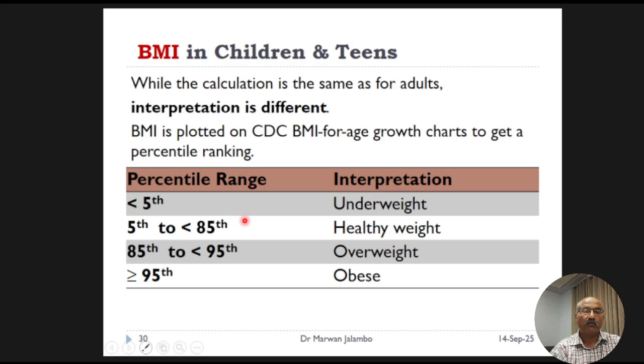age. As you can see in the table, a percentile of less than 5th is classified as underweight. A value between the 5th and less than 85th percentile is considered a healthy weight, while 85th to 95th percentile is classified as overweight, and body mass index above the 95th percentile is classified as obese.